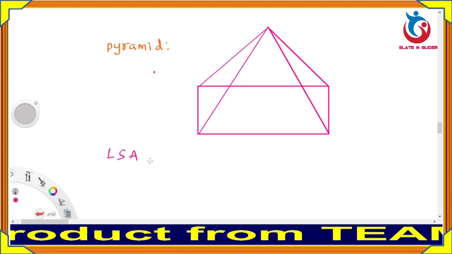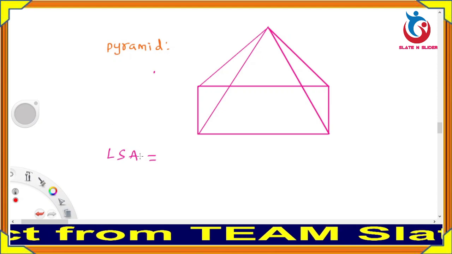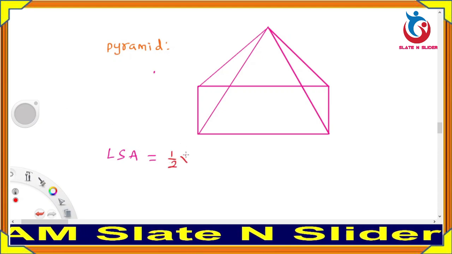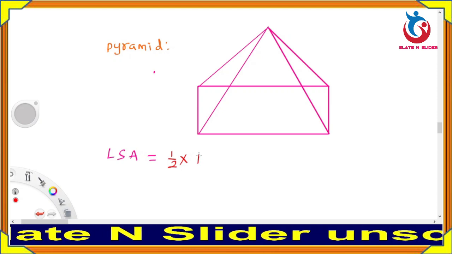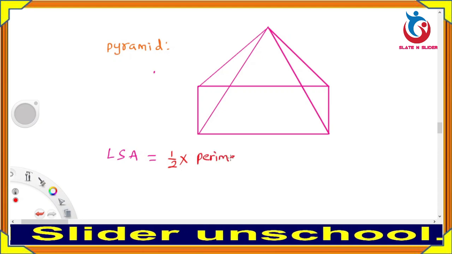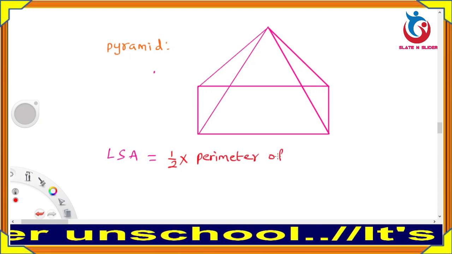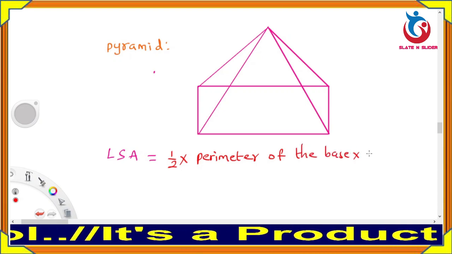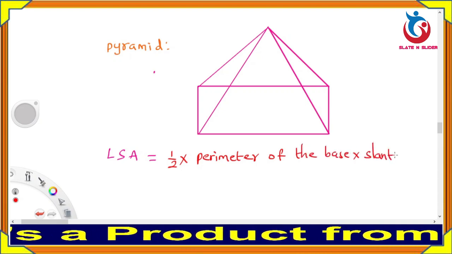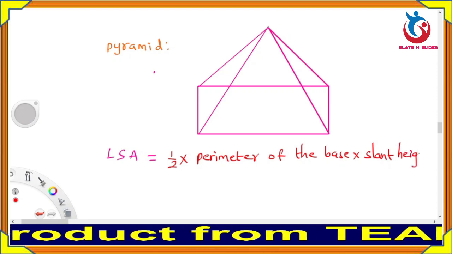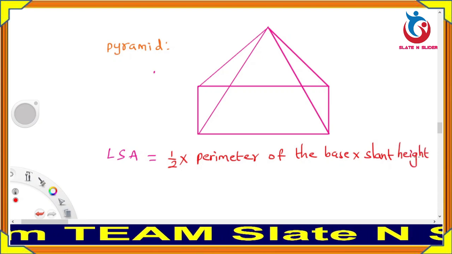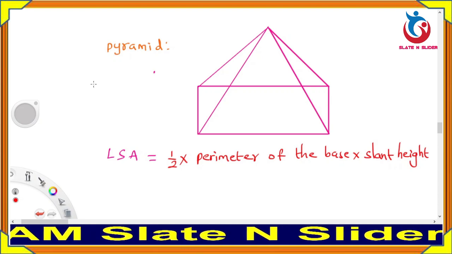So, LSA of a pyramid is equal to 1 by 2 into perimeter of the base into slant height. Here we are using one word, that is slant height. What is slant height? We will discuss now.